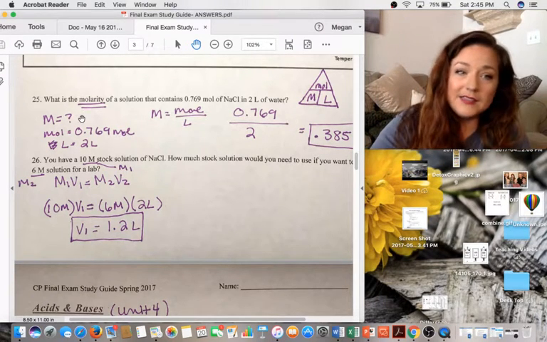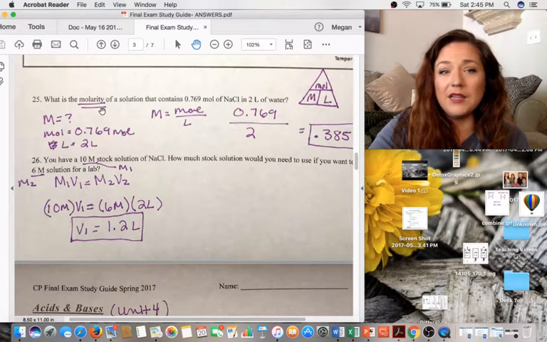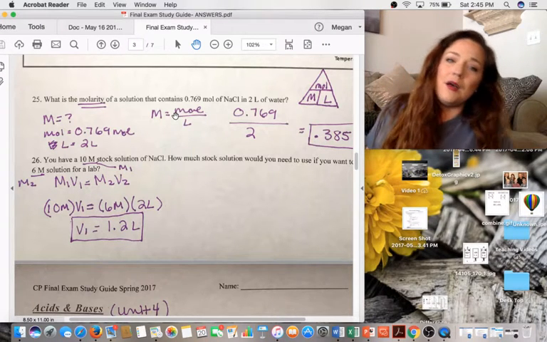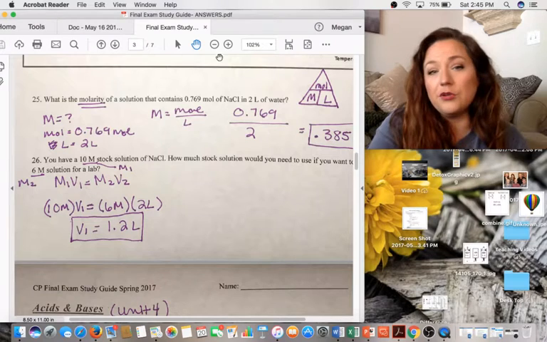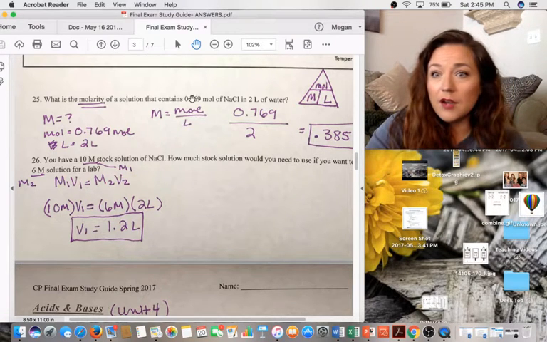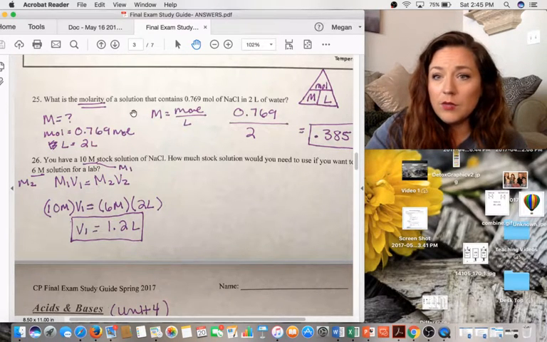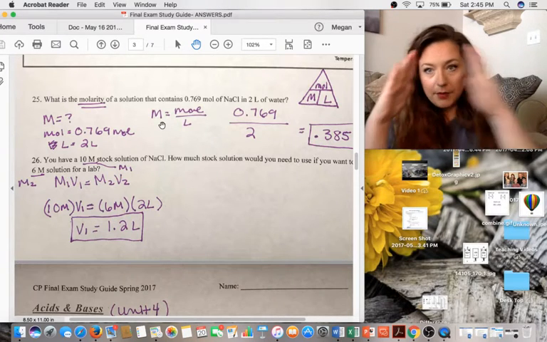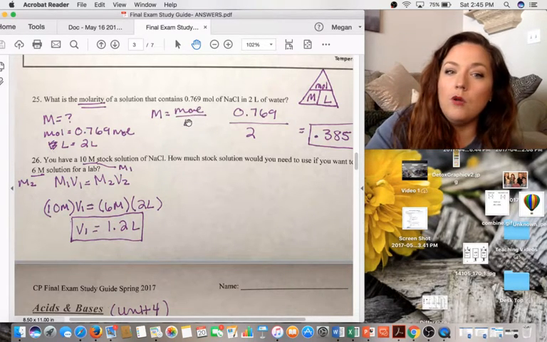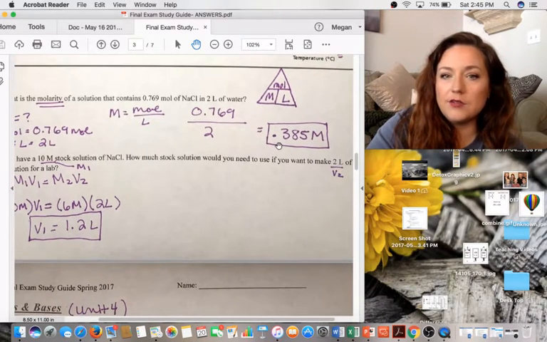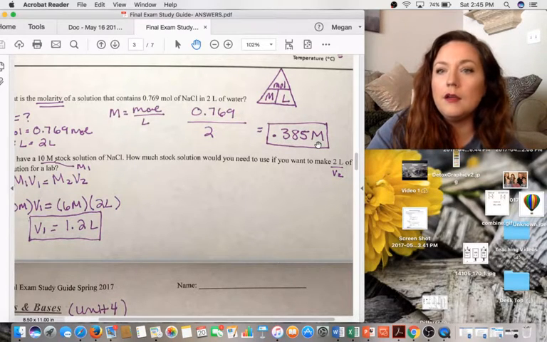So in this case, for number 25, you have molarity of a solution that contains 0.769 moles of sodium chloride in 2 liters of water. So there is my moles of my solute. There are my volume, my liters already for water, which is my solution. So I'm trying to find molarity, which is just big M equals moles over liters. So you take 0.769, divide by 2, and you end with 0.385 molarity.